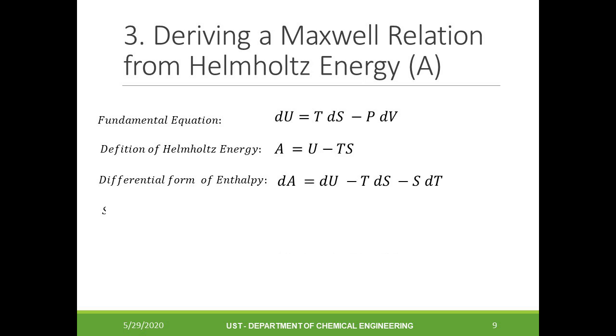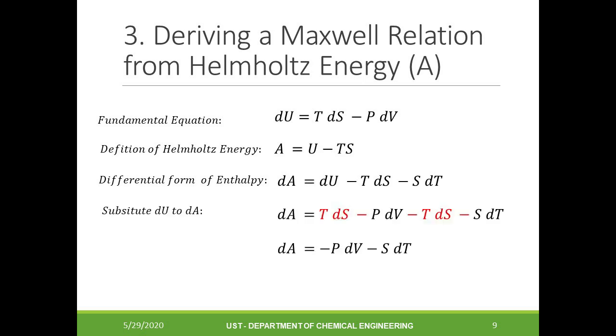Now, we substitute the expression for dU into our dA expression. So this will give us the following equation. Notice that immediately we can cancel out the T dS term, so we are left with this expression, which is dA is equal to the negative P dV minus S dT.